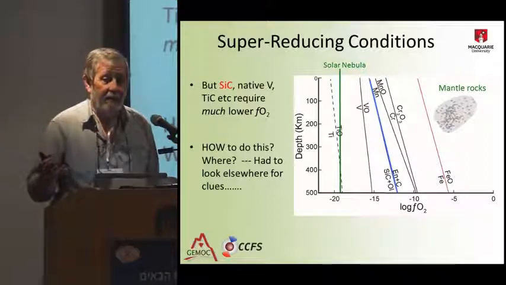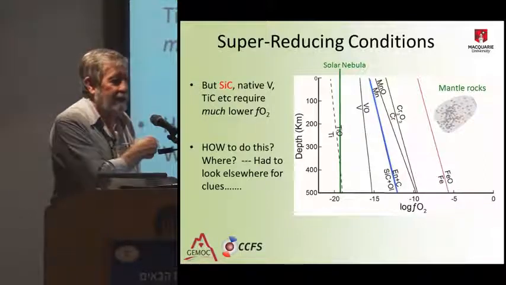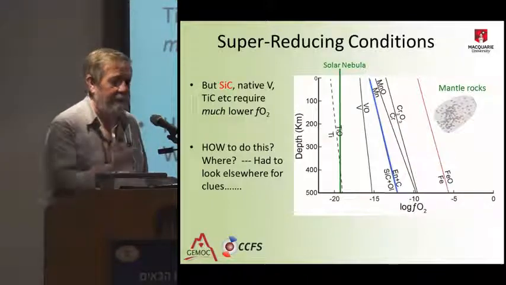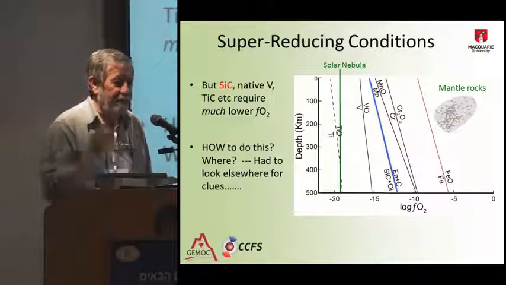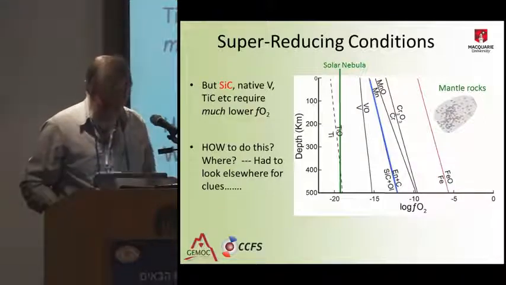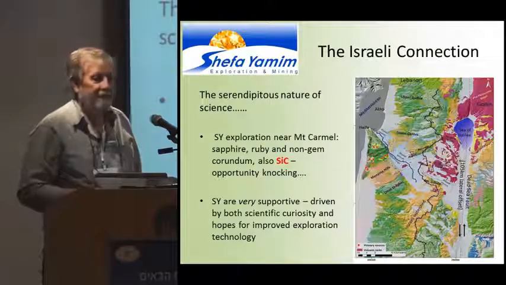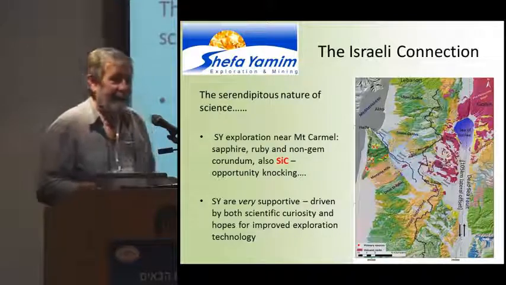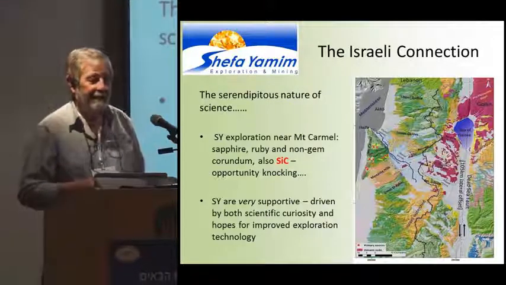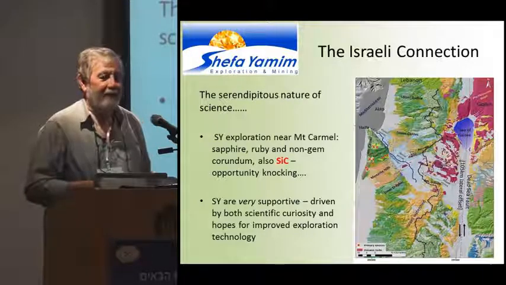And while we were doing this, a Russian friend said that you really should contact this mob in Israel who are getting very big silicon carbides, because if you ever look at silicon carbide from mantle rocks, including the Tibetan ones, 100 microns is a big one, yes? And so we wrote to Shefa Yamim saying, perhaps we could get a bit of this stuff to look at. And we met with a wildly enthusiastic response, overwhelmingly enthusiastic, I might say, and this is still going on.